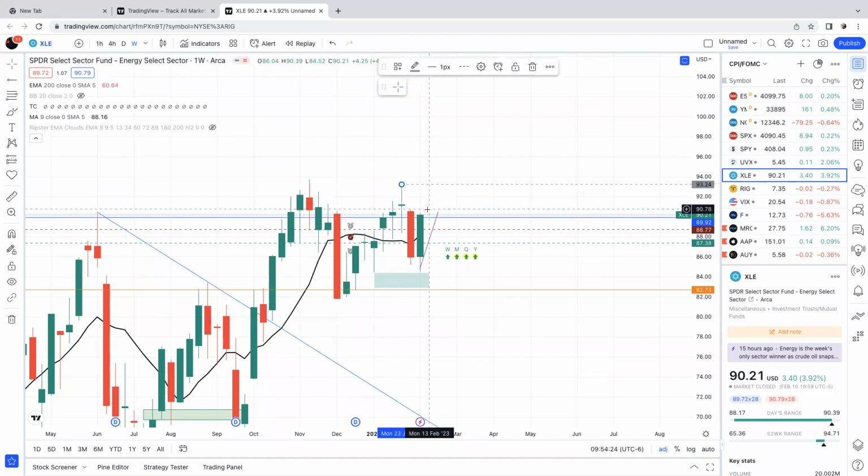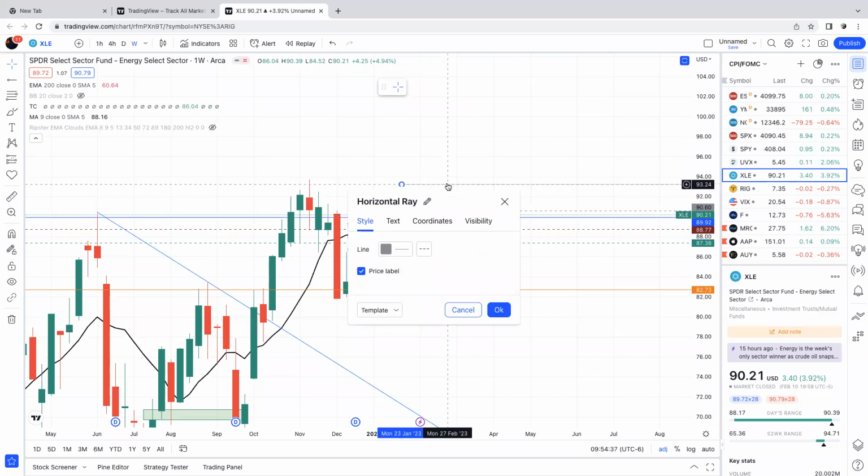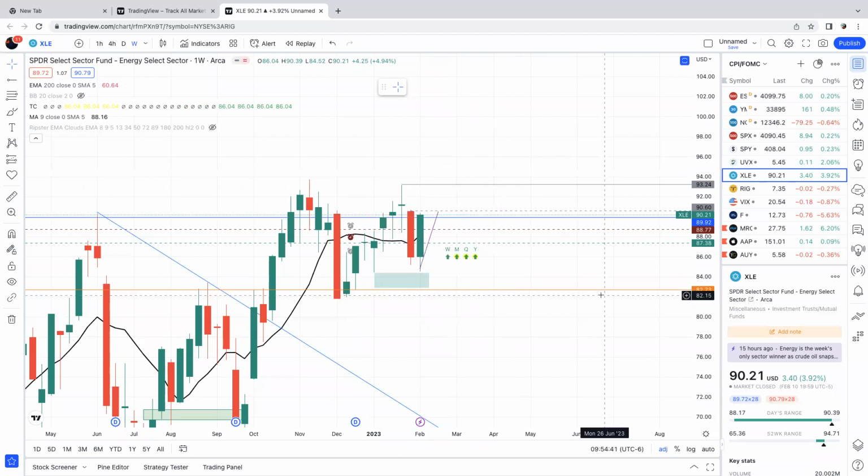So here's an easy plan. Once we break this high, we're gonna target the next high up, the 96. That makes sense to you guys? So that is how you play the strat.